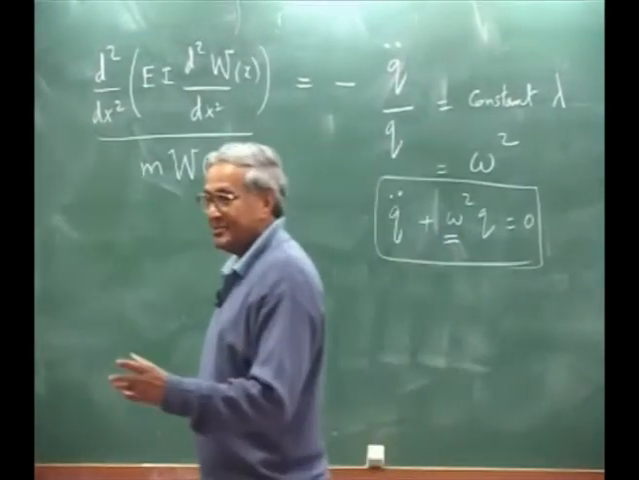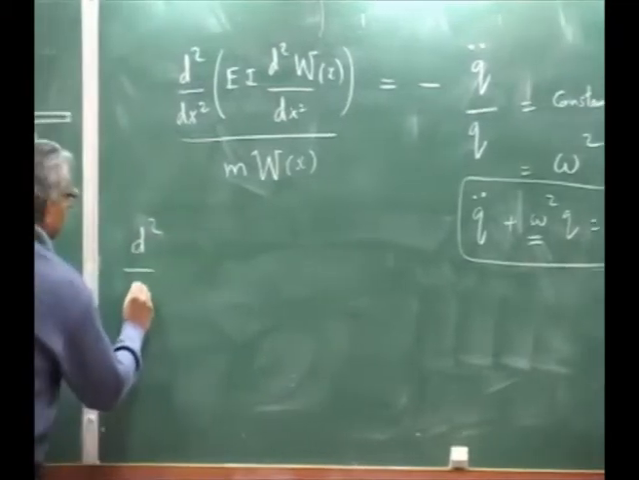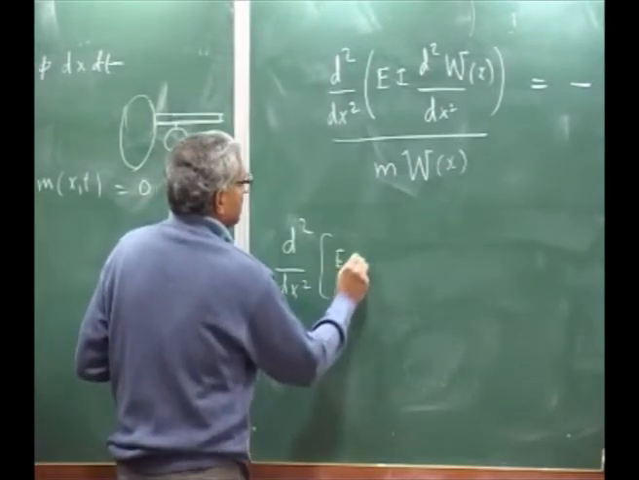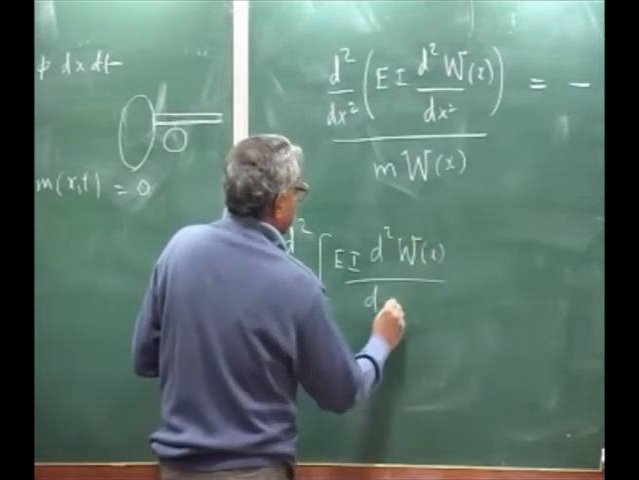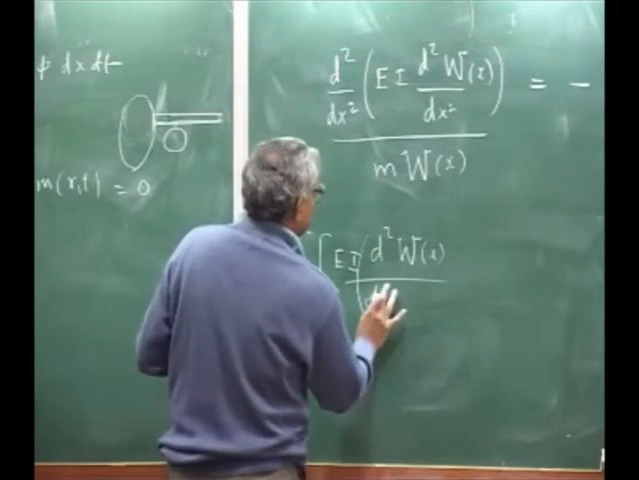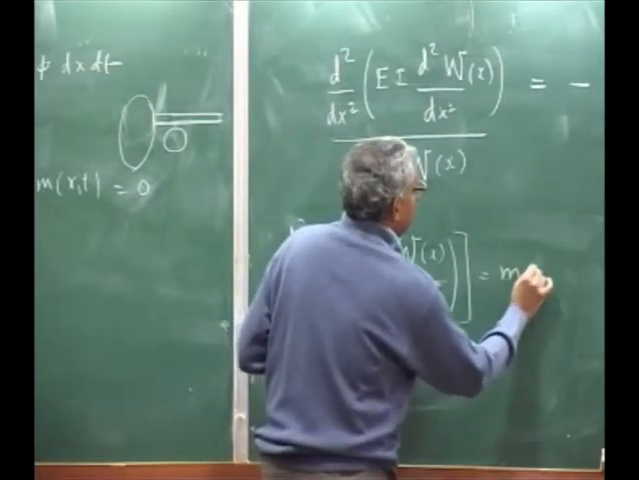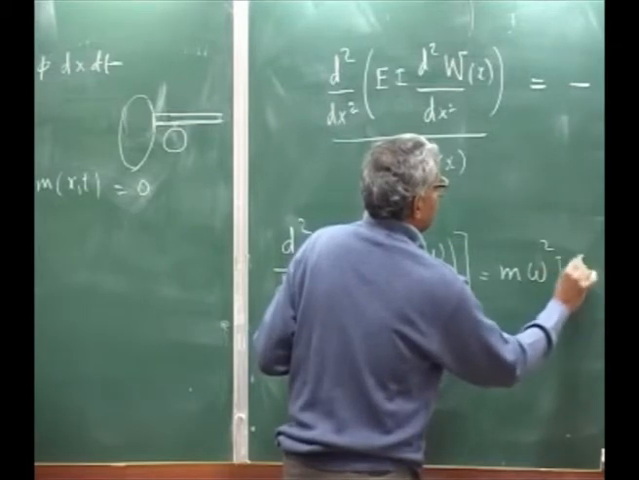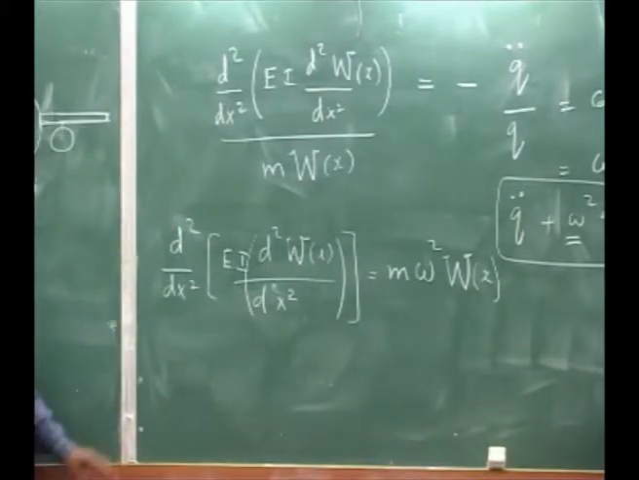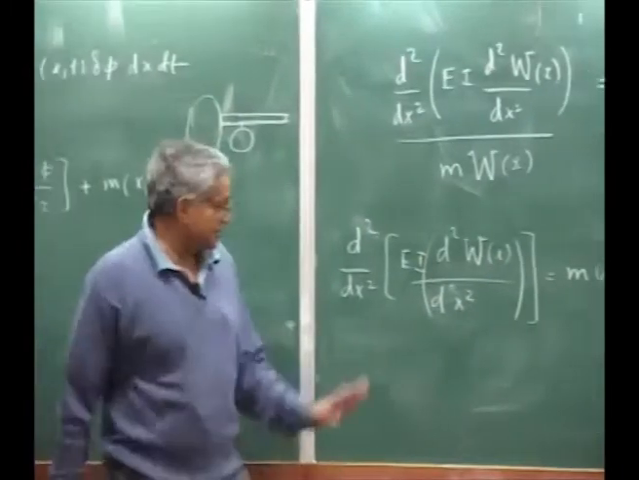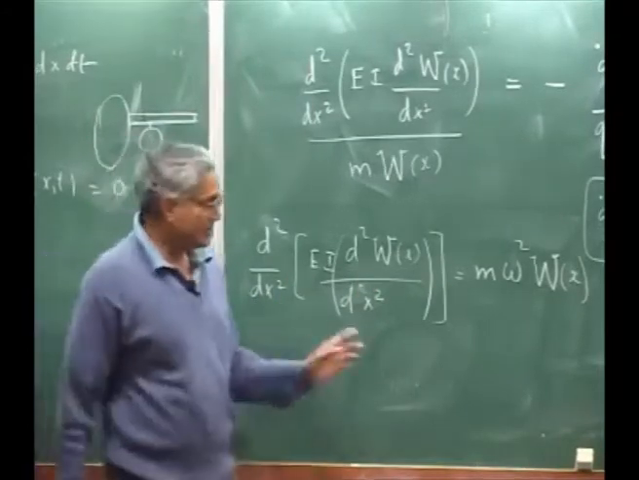Okay. That is your differential eigenvalue problem. I can write it as d square by dx square of EI d square W of x over dx square, equals m omega square W. This is my field equation. This is purely an ordinary differential equation in space. Now let us look at the boundary condition.